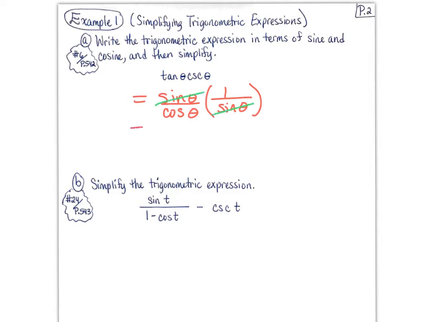And this is just equal to what? No, not just cosine theta. 1 over cosine theta, you got it. And 1 over cosine theta is what? Good, secant of theta. So we rewrote that trigonometric expression in terms of sine and cosine and we simplified it. That's it. What questions do you have?